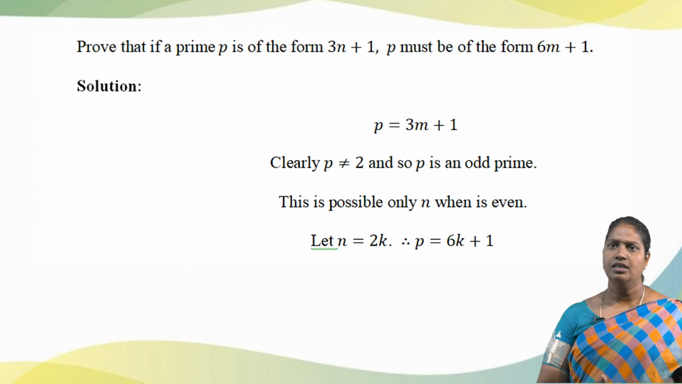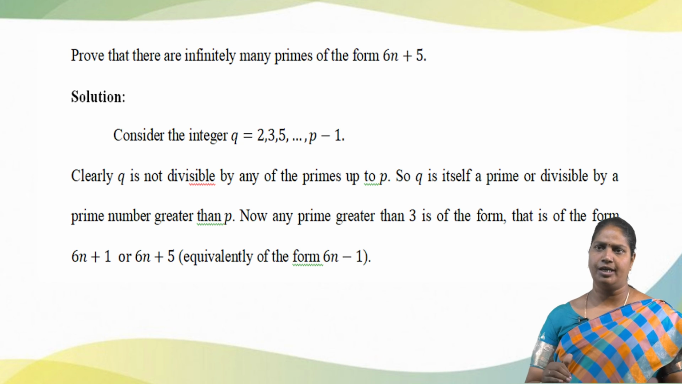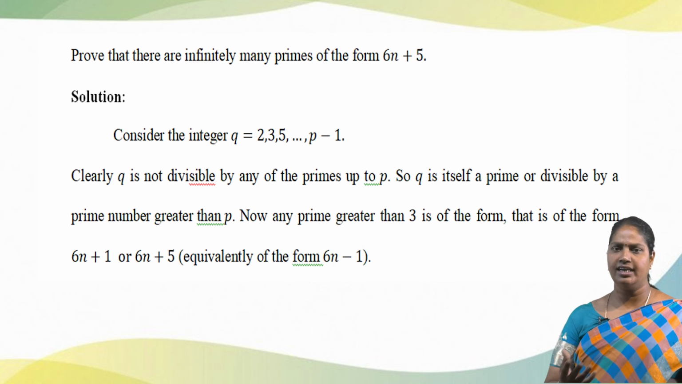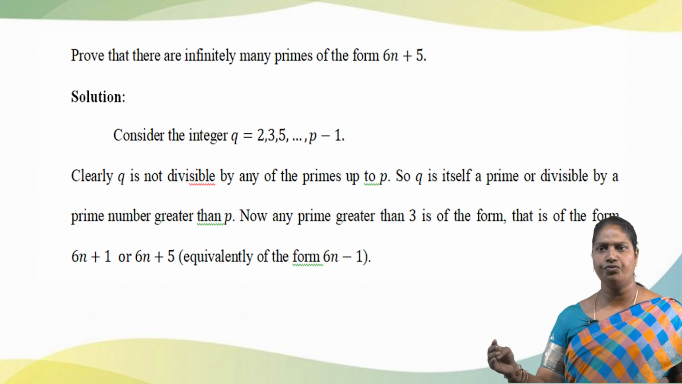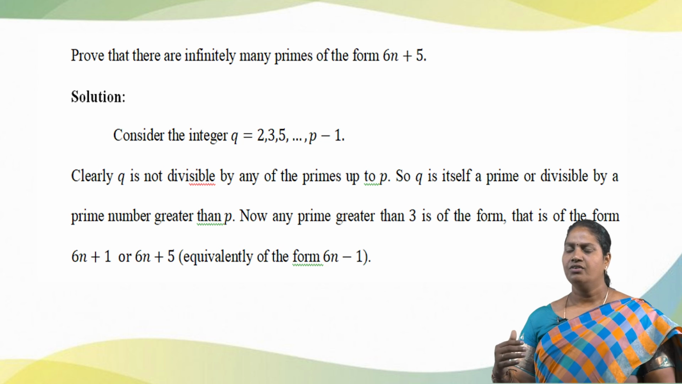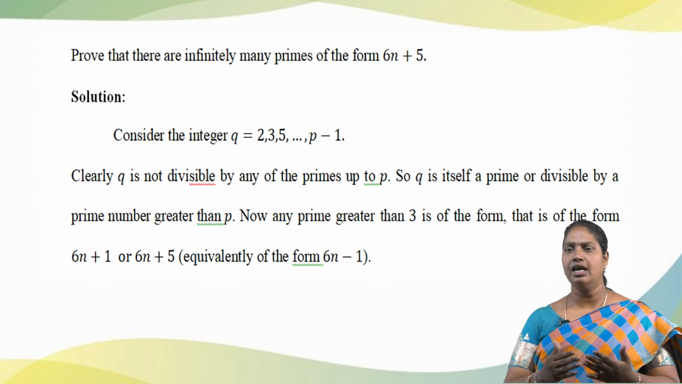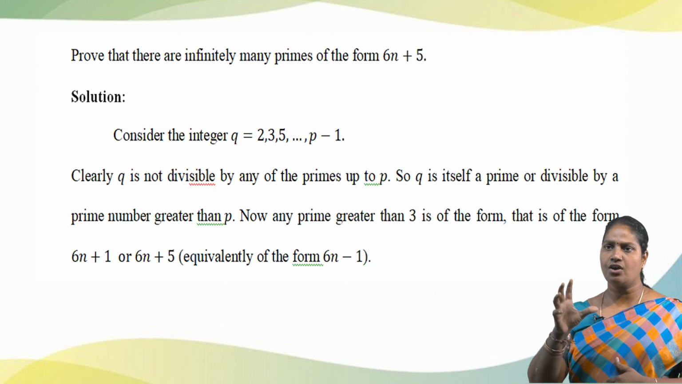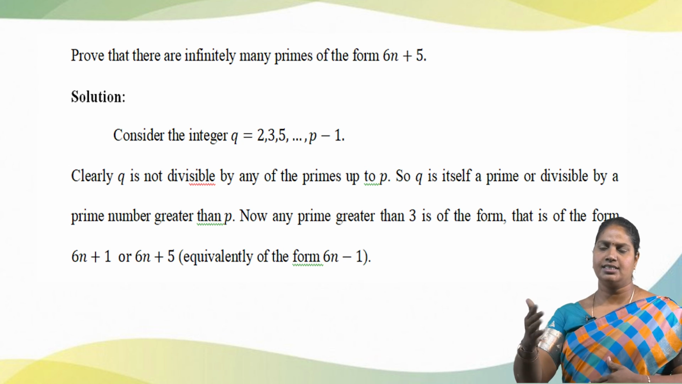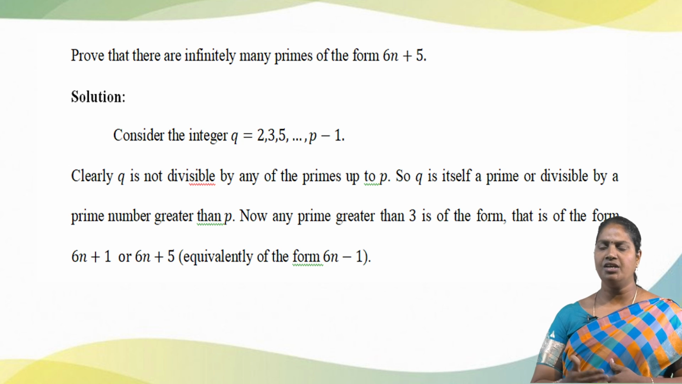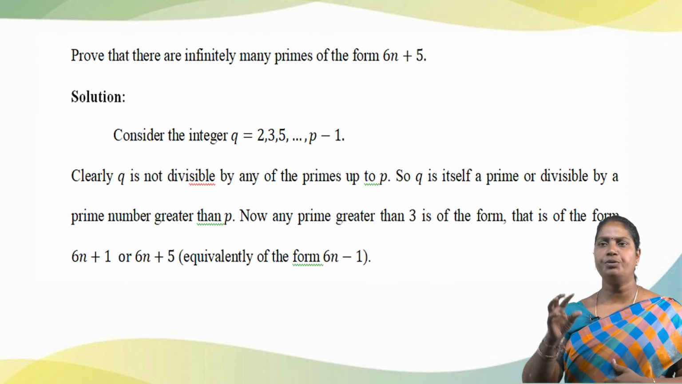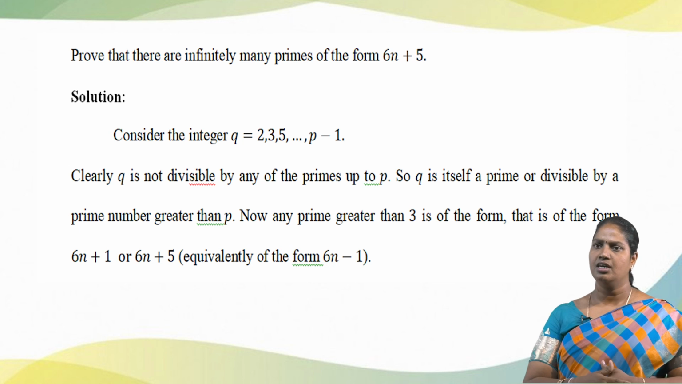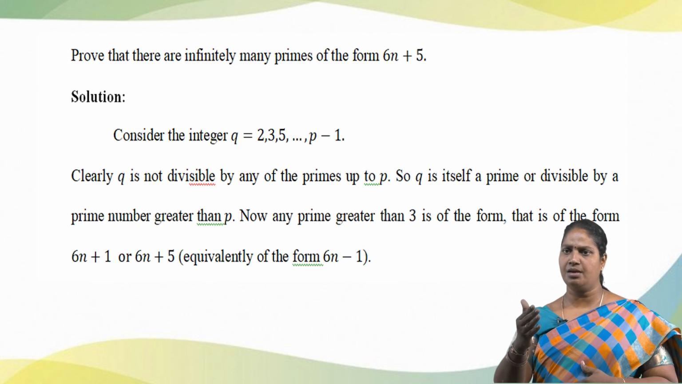The last result: prove that there are infinitely many primes of the form 6n plus 5. Again, as in Dirichlet's theorem, here we consider the integer q equal to 2 into 3 into 5 and so on up to p, minus 1. We have seen already the cases 4n plus 3 and 8n plus 5. In all these cases we choose an integer of the form of the given prime, that is 6n plus 5 or 4n plus 3. So similarly we consider here a number q which should be of the form 6n plus 5. Here 2 into 3 is nothing but 6, so it should be of the form 6m minus 1.